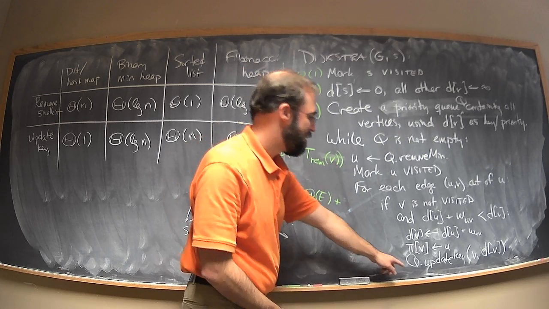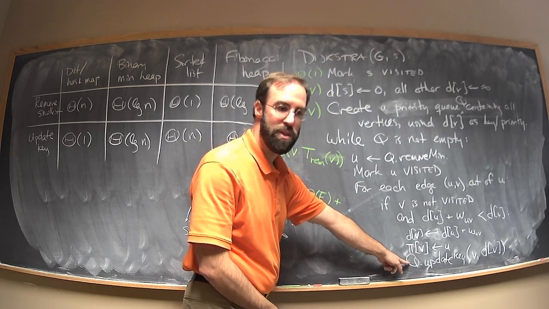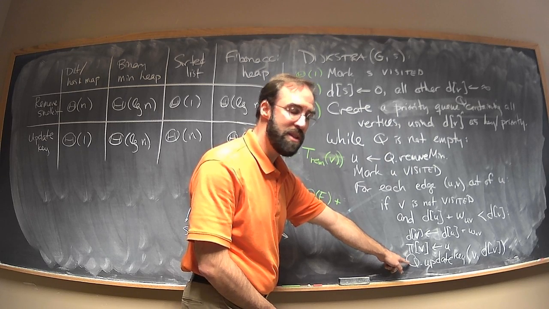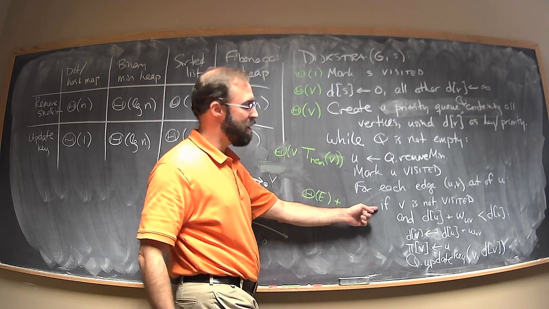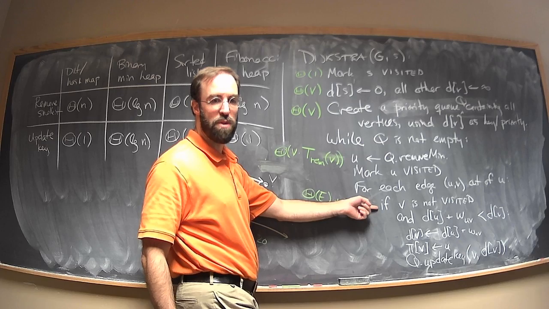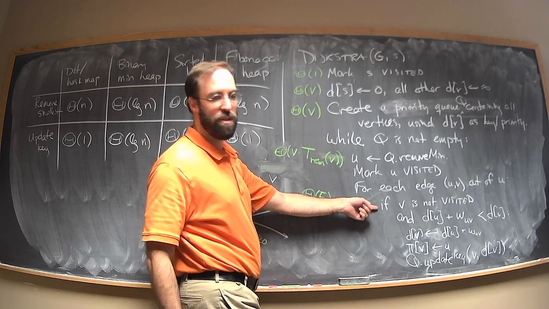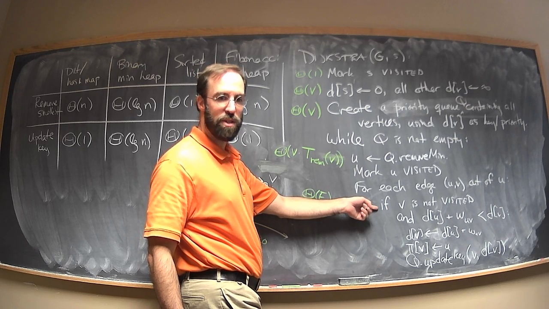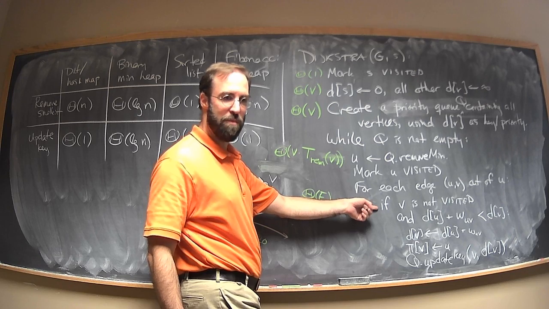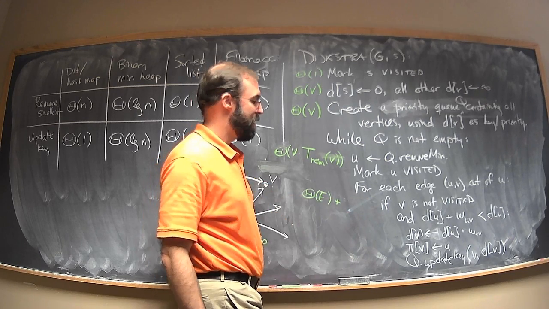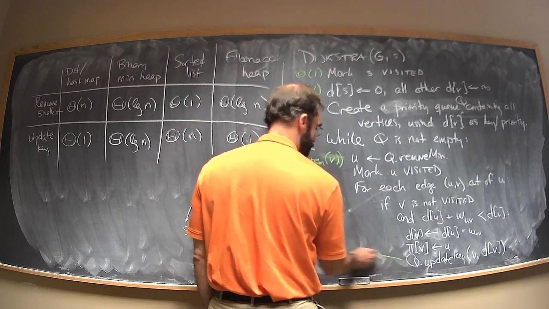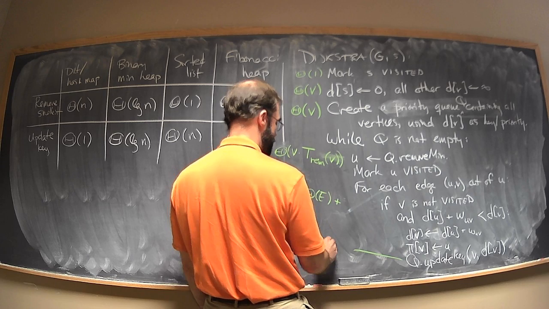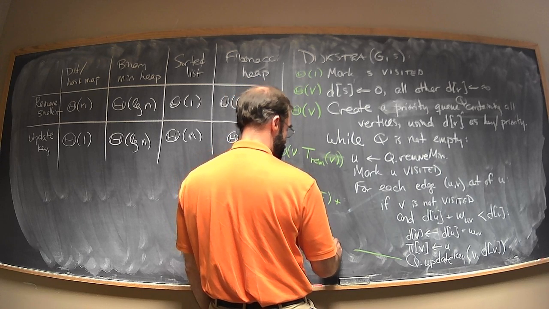plus, we do this update key operation. We're going to do this update key operation possibly once for every edge. Now, we might not do it that many times because this if may not be true every time. But it's not too hard to make up kind of worst case graphs where this if is true every single time, and you have to do it once for every edge. So this thing is going to be theta of E times T_update.